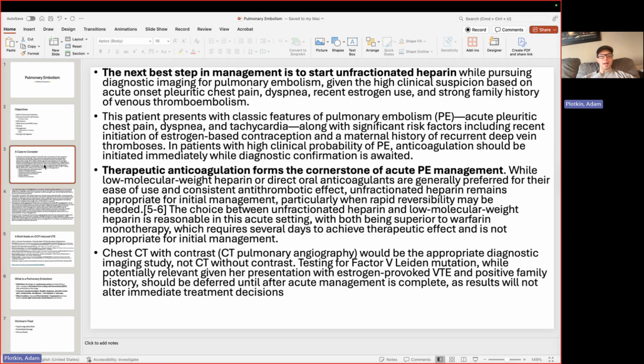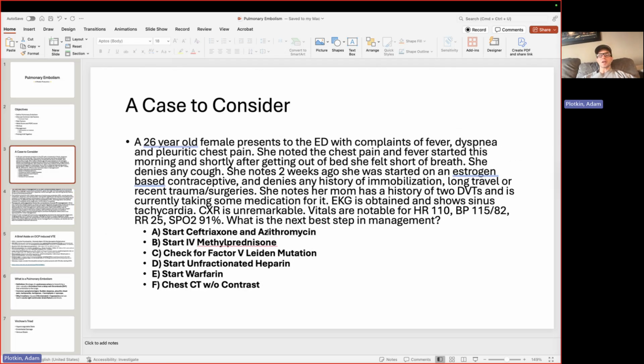If we look at our other answer options, start ceftriaxone and azithromycin. Those would be great options for a patient who has community-acquired pneumonia, right? Pneumonia, by definition, is infection of the pulmonary parenchyma with a new infiltrate seen on chest x-ray, right? This patient does have a fever, right? They have pleuritic chest pain, both signs and symptoms of potentially a pulmonary infection. There's nothing seen on chest x-ray. This makes it less likely that this is pneumonia, less likely needed to start ceftriaxone and azithro.